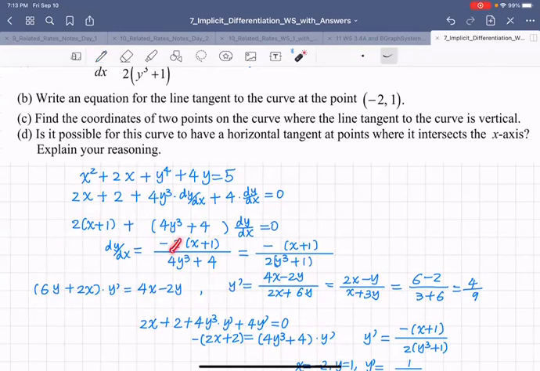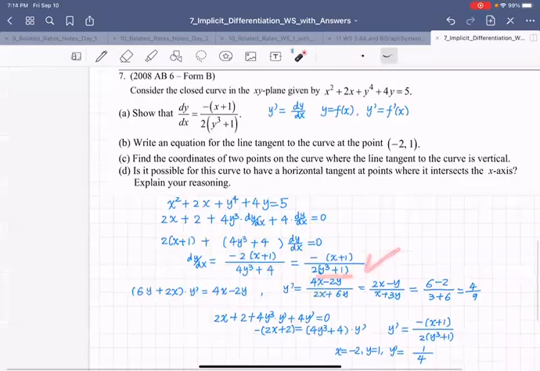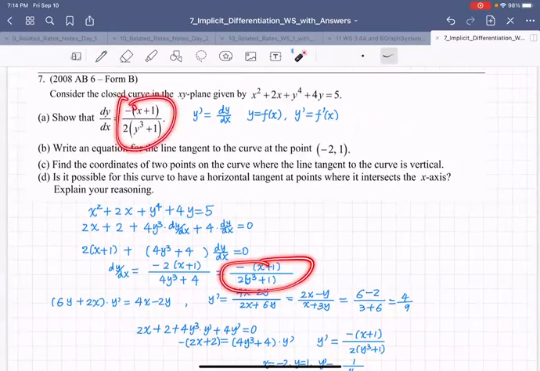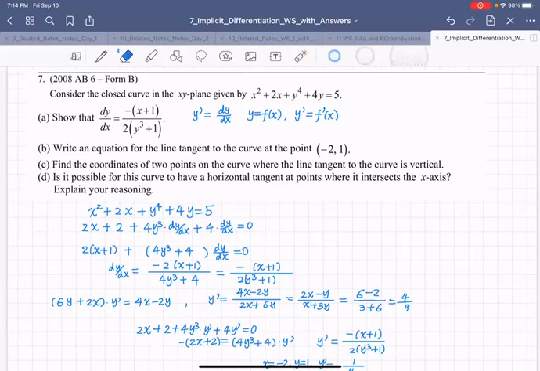Or we can say this guy is that. 2 and 4 cancel, and then 2 and 2, take out 2, this becomes y cubed plus 1. This is exactly the same as here, right? Does this make sense to you now? This is called the implicit method. Next one. We haven't finished. Oh, yeah, this is for part A.